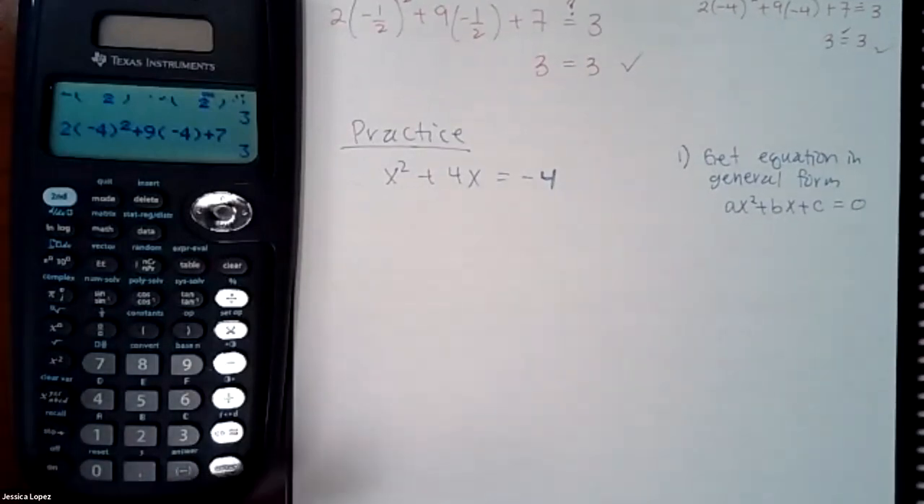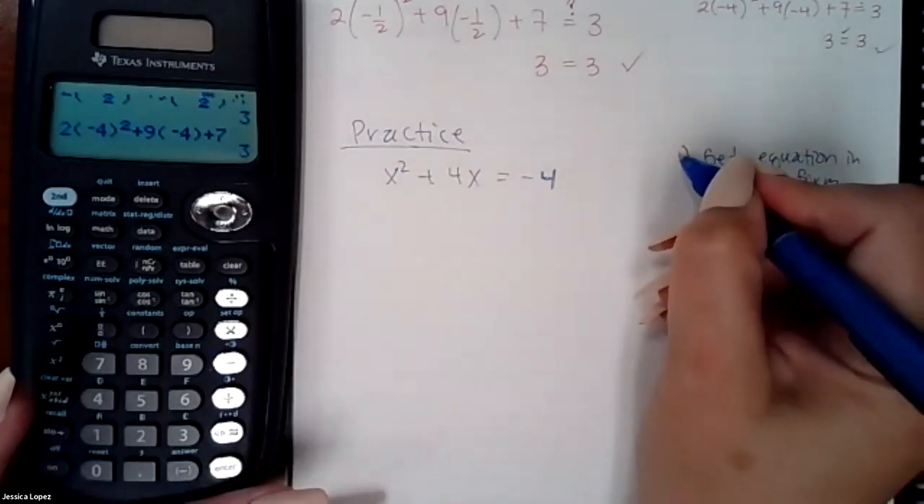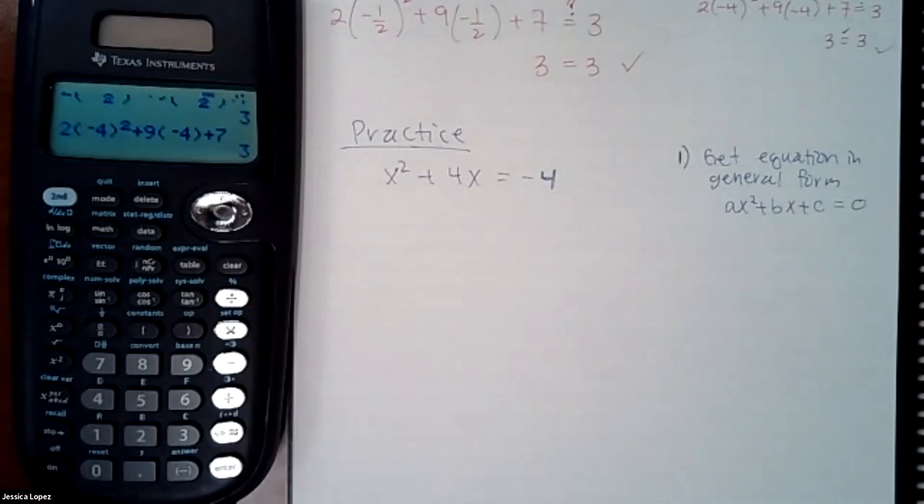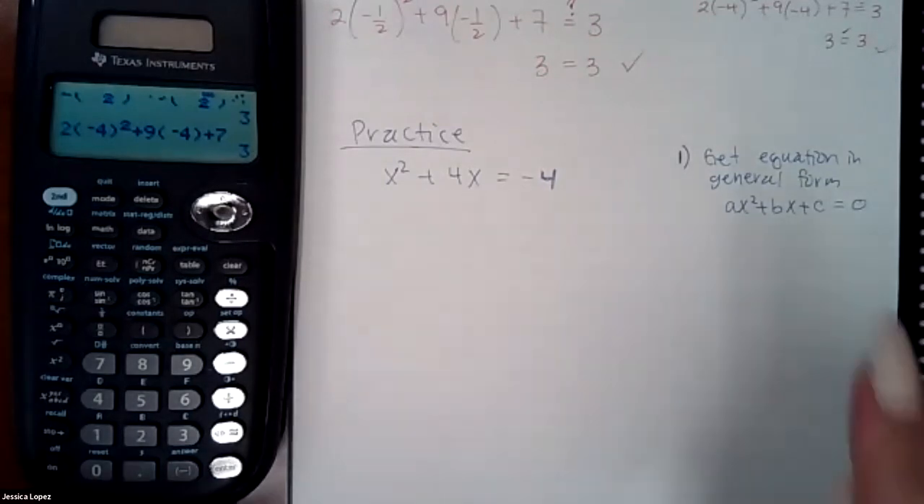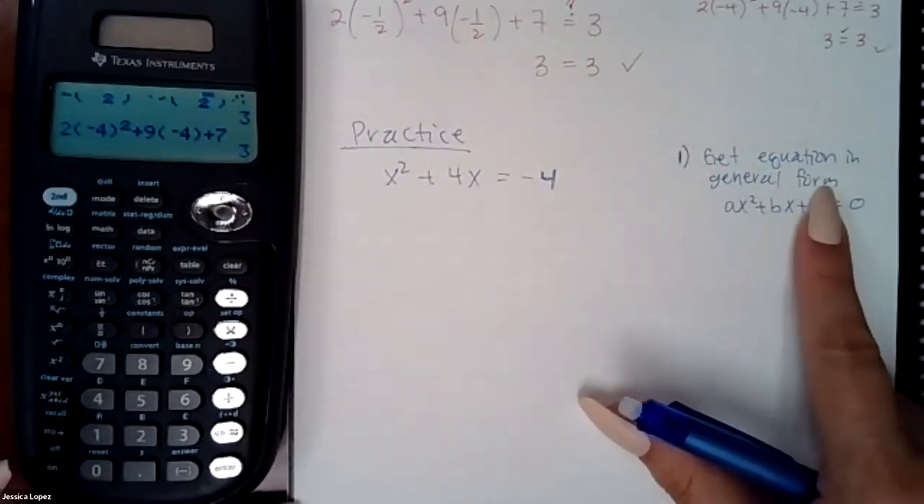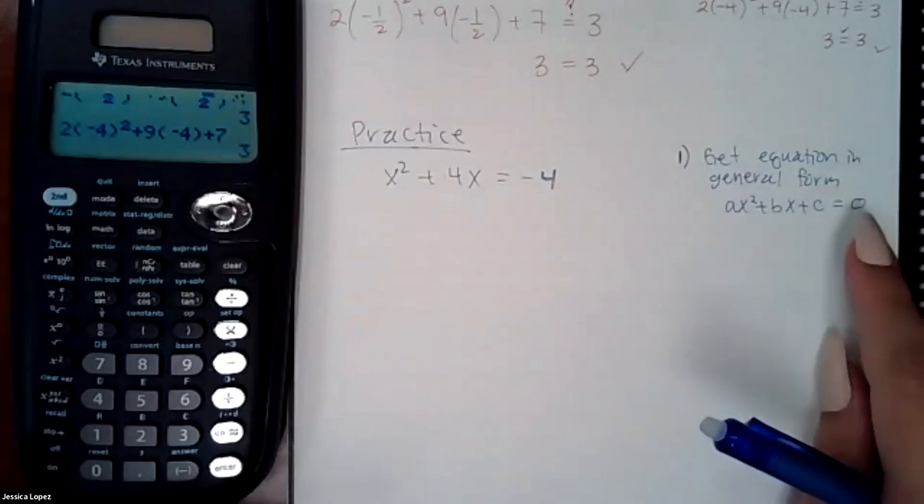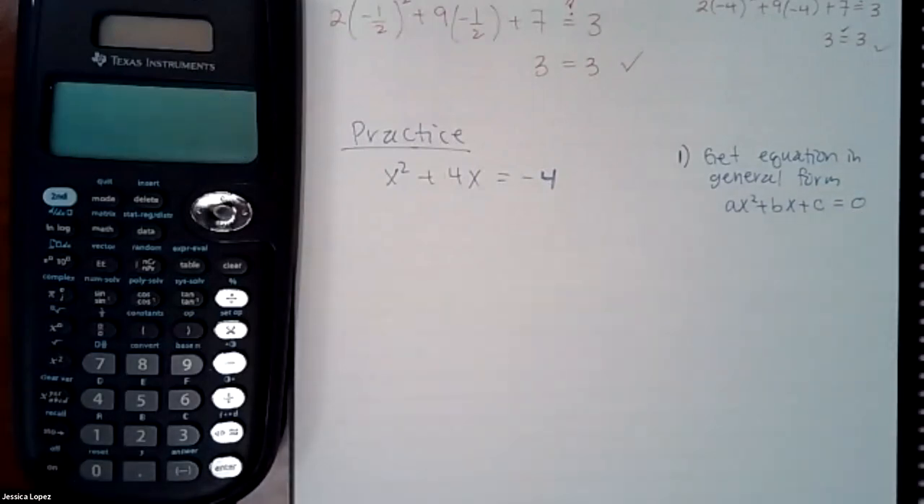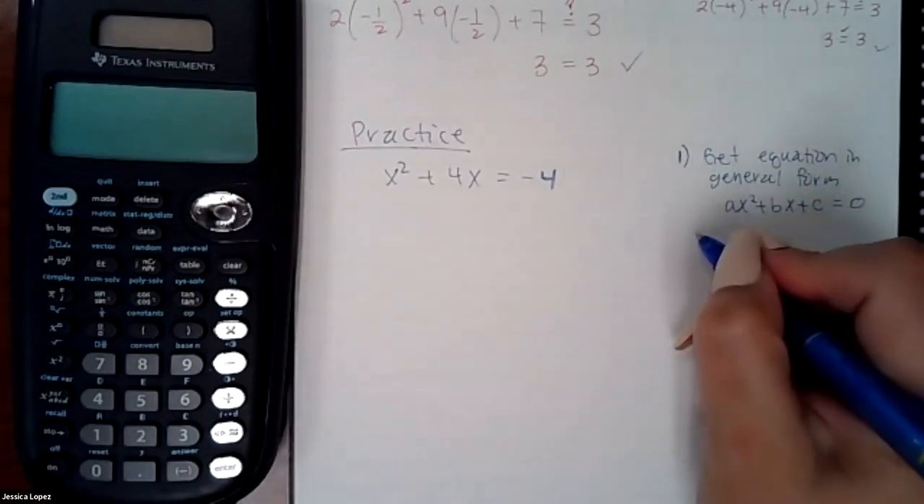Actually, no, standard form is something totally different, but we're not gonna learn about it until we get to completing the square, okay? But this is called the general form of the equation. So you have to make it look like this. Now, this guy may be missing or that guy may be missing, but what's important is that it's equal to zero and that it's in descending order, okay? It has to be like that in order for you to continue.